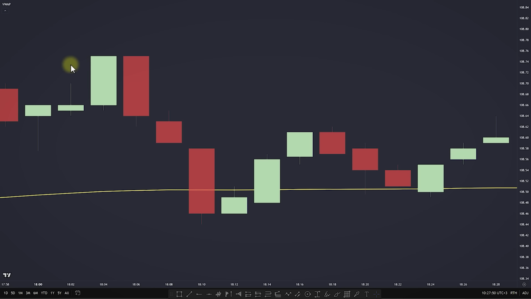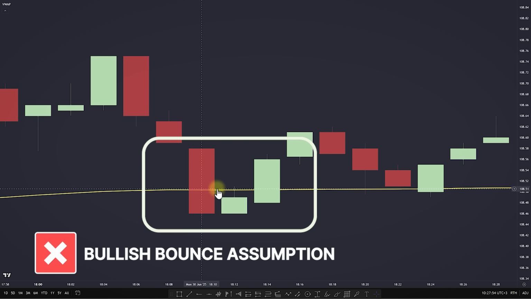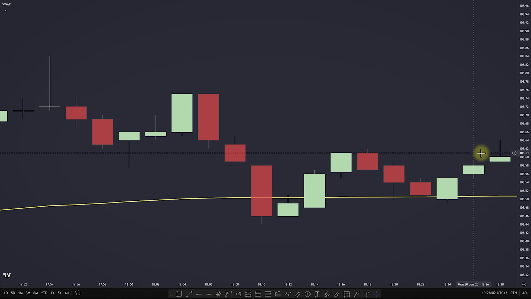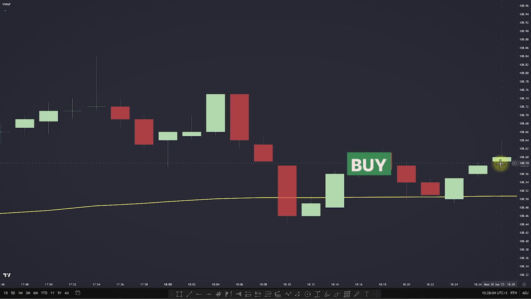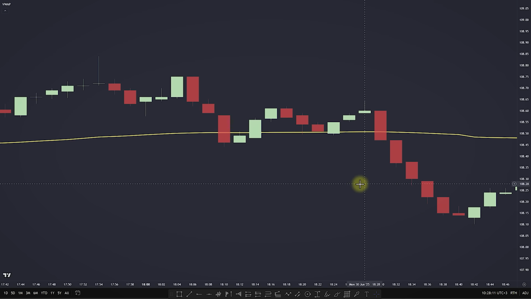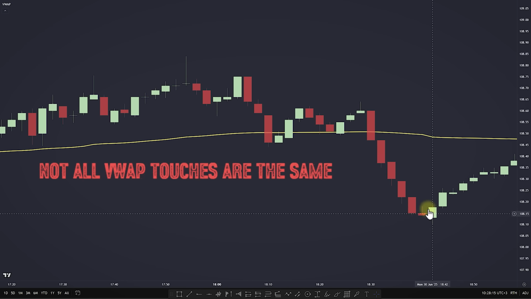Most traders think this VWAP bounce is bullish, but they're completely wrong about what's actually happening. I used to make this exact mistake. I'd see price bounce and immediately go long, thinking I'd caught the perfect entry. Then I'd watch in frustration as price would reverse and blow through my stop. The mistake was treating all VWAP touches the same.